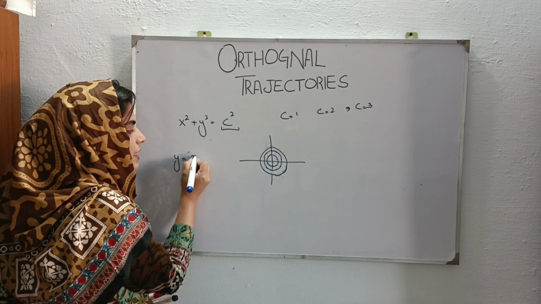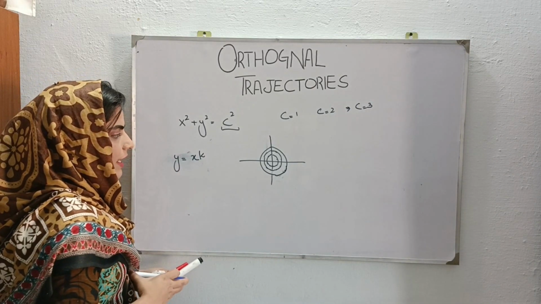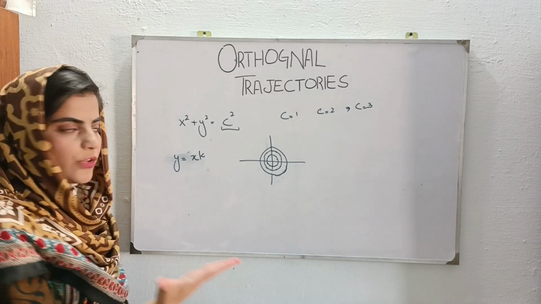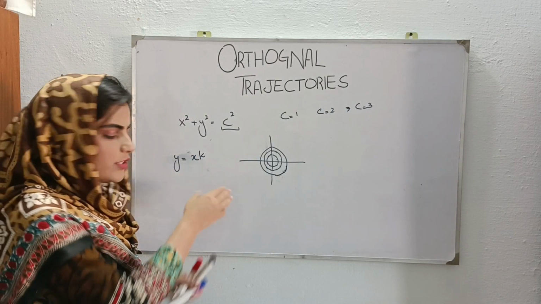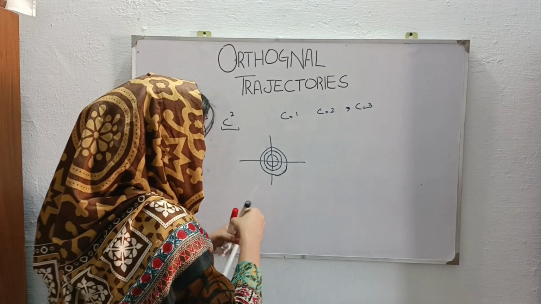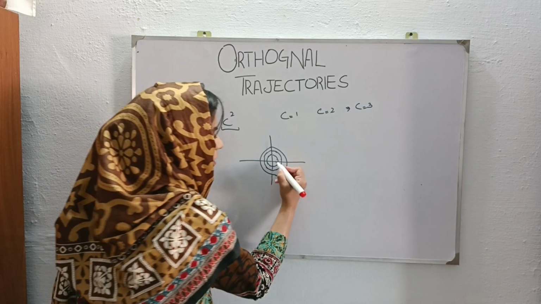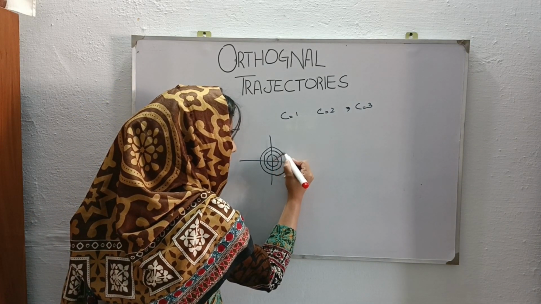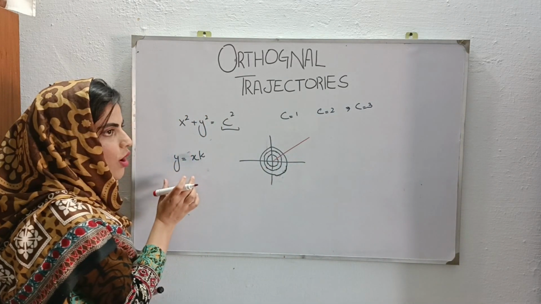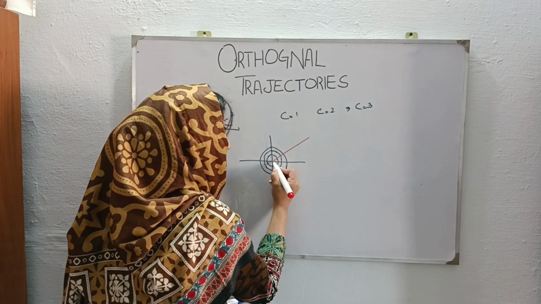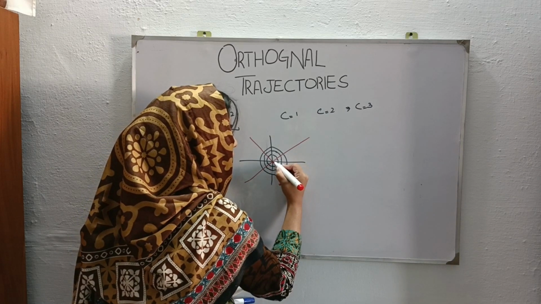y equals kx, right? Now this is also a general solution of a differential equation, where k is the constant. Giving different values to k, I will get different curves. For example, if I put k's value as 1, I will get this type of curve. If I keep on varying the value of k, I will get these kinds of curves.